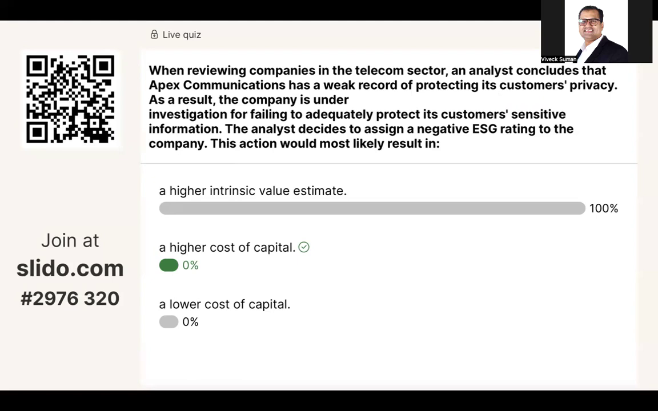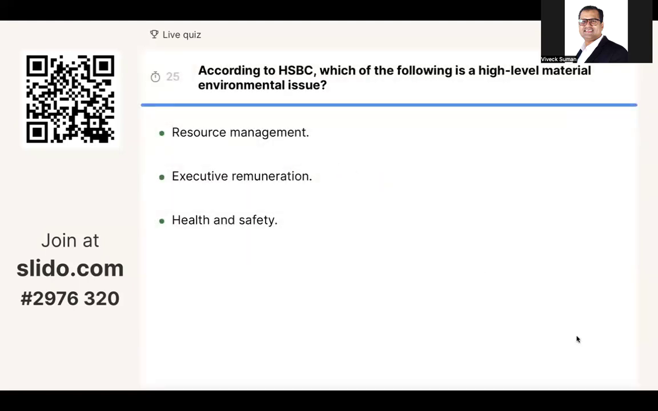You cannot have a higher value if you have a negative ESG rating. For example, if I am valuing Infosys and Wipro, and we know people are leaving Wipro, all the top people have left, four or five people. In that case, that is a negative ESG rating for Wipro. So that means Wipro's value or stock has to be lower than Infosys. And how can you do that? By increasing the cost of capital for Wipro. Clear? Next question, please, Avinash.